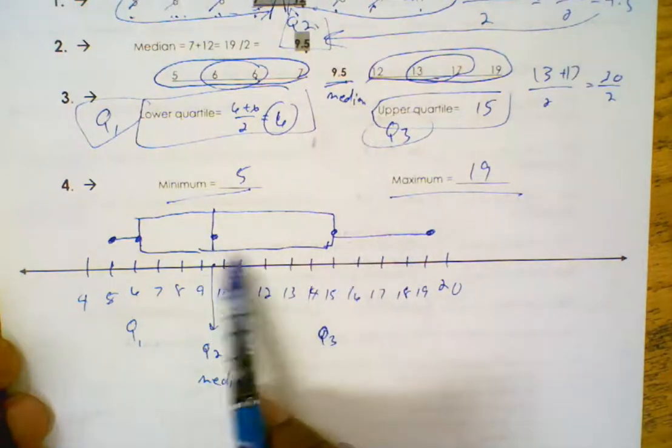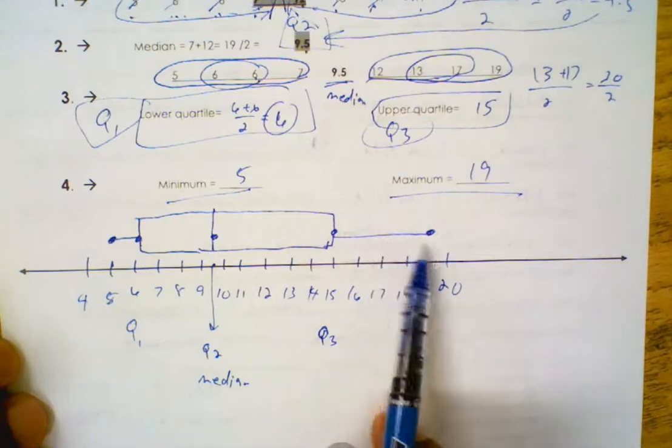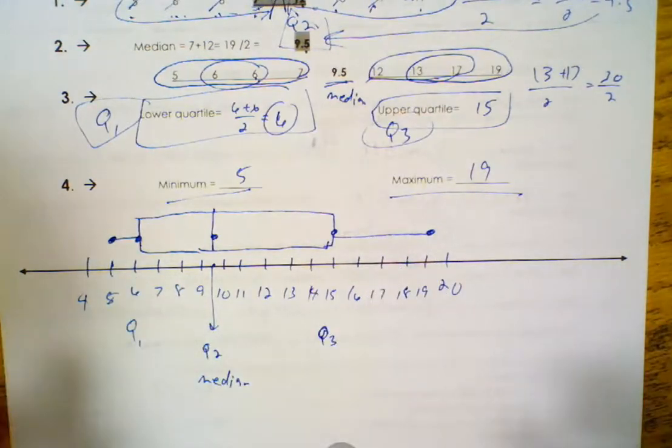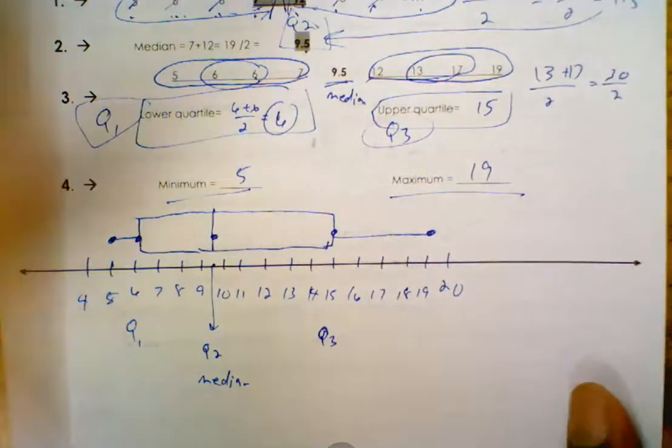We can see our interquartile range would be Q3 take away Q1, and our entire range would be 19 take away 5. That's it. Let's do another one though. So if you want to copy that down, I'll pause the video and you can write it as a note. That's the first one.